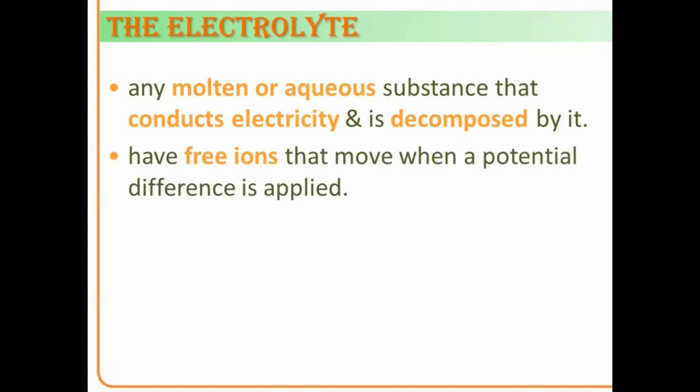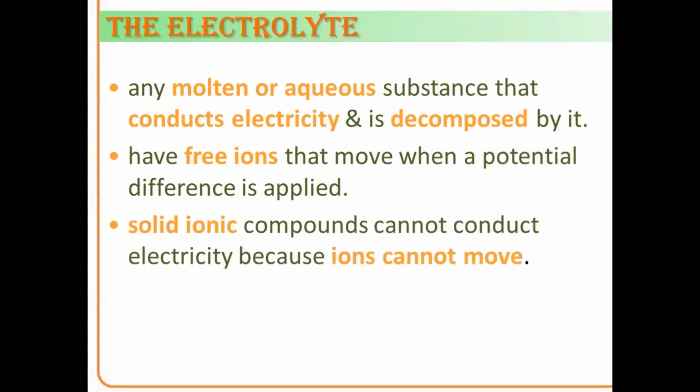Now, the molten or aqueous ionic compounds have free ions that can move when we apply a potential difference. When we connect the system to a battery, the ions are free to move. Solid ionic compounds cannot conduct electricity because the ions cannot move. Therefore, solid ionic compounds cannot be used as electrolytes.